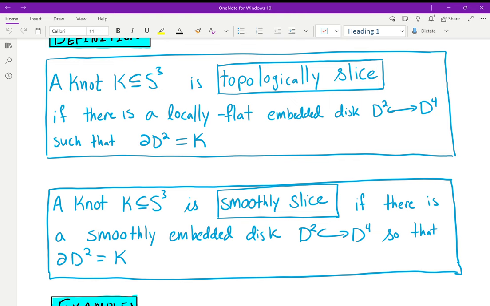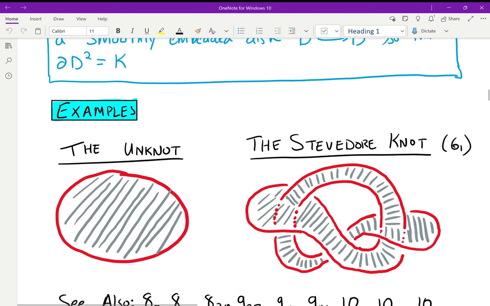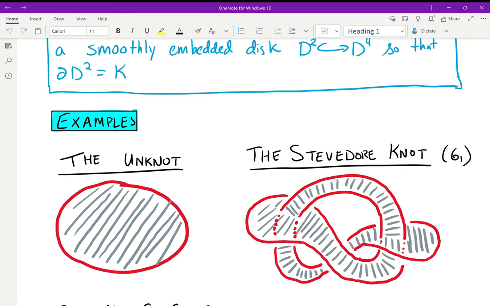Want to give examples? Oh yeah, that's actually where we're going next. So, two really nice examples up front: the unknot. It's just a circle, and so of course it bounds a disk. But the first non-trivial one that we get is what's called the stevedore knot, 6-1 in Rolfsen's table. And so here I've drawn what it looks like when you try to fill in that disk.